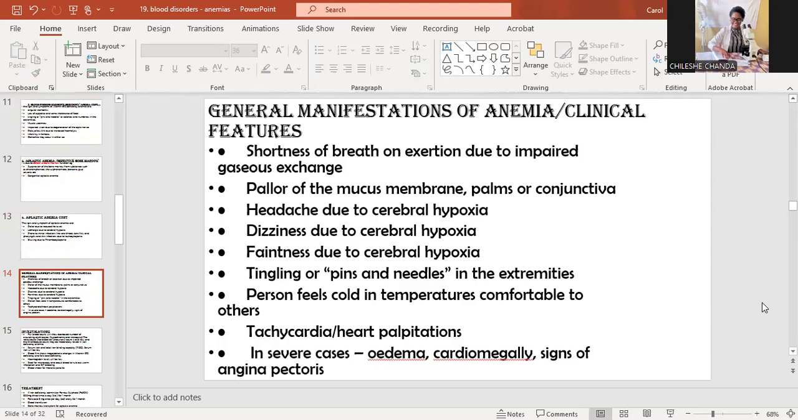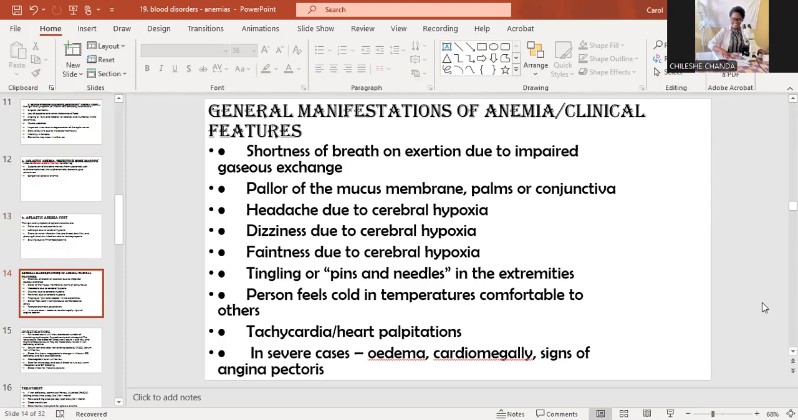The patient will experience dizziness due to cerebral hypoxia, faintness due to cerebral hypoxia. The patient will experience tingling, or pins. They will be feeling that they have some pin pricks on their extremities, the fingers, the toes. They'll be experiencing some pinpricks.